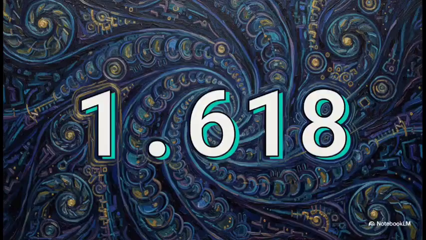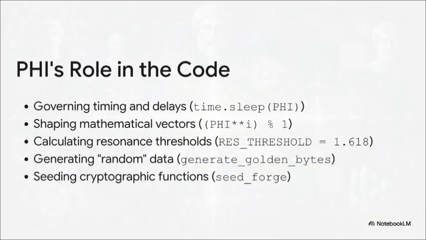And here's the kicker. It's not just mentioned once or twice. This number, this constant, is obsessively woven into every single part of the code. It's not just a reference, it's the law. Just look at this. You can see how deep this obsession goes. PHI is basically its digital DNA. It controls the program's timing, how long it waits for things. It dictates the shape of its core mathematical data. It's used to set thresholds, to generate random numbers, even to kickstart its own security functions. I mean it. It is everywhere.